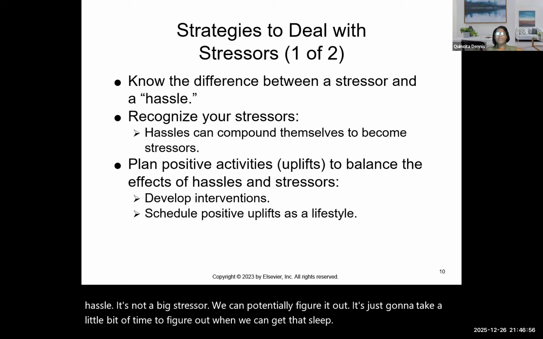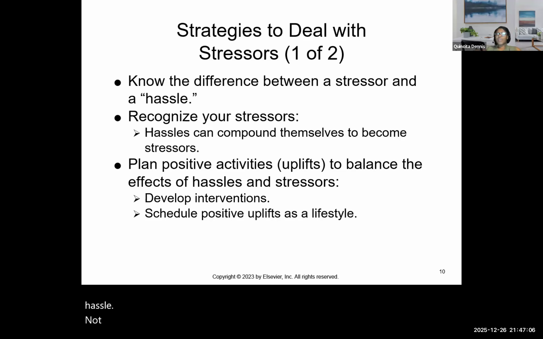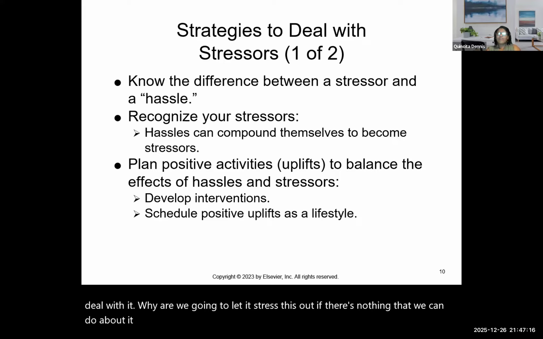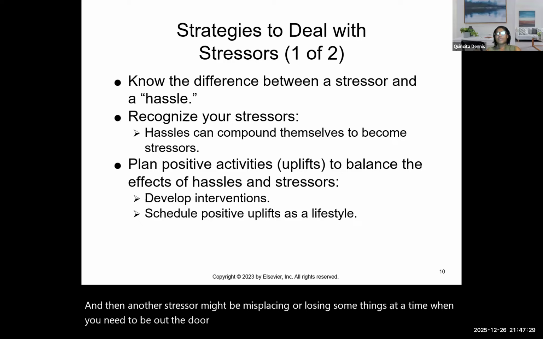Another one for me in Atlanta is the commute times and the traffic. That's more of a hassle. Not necessarily something that we can get rid of. So we have to figure out how to deal with it. Why are we going to let it stress us out if there's nothing that we can do about it, with the exception of maybe leaving earlier? And then another stressor might be misplacing or losing some things at a time when you need to be out the door. For instance, you can't find your keys or you can't find your homework. That's more of a hassle.